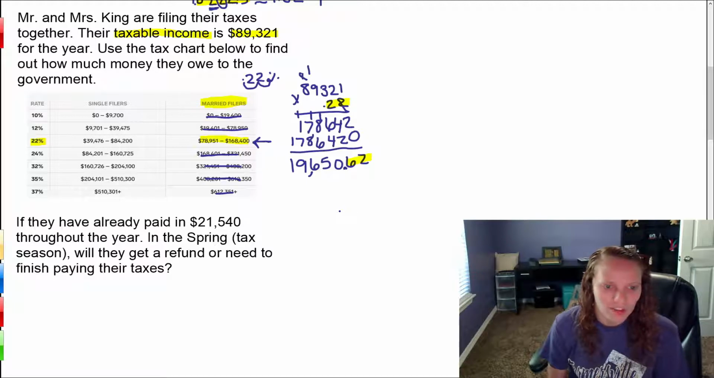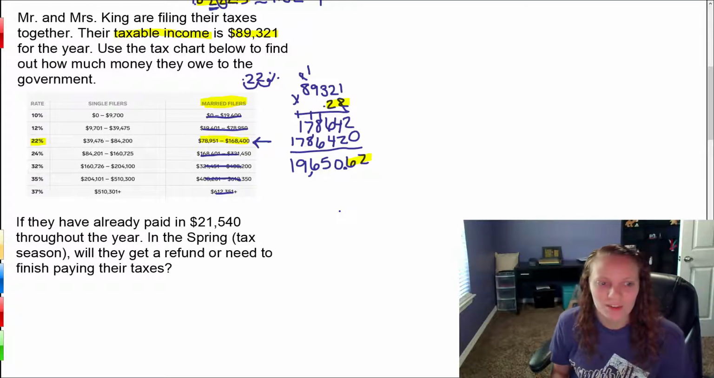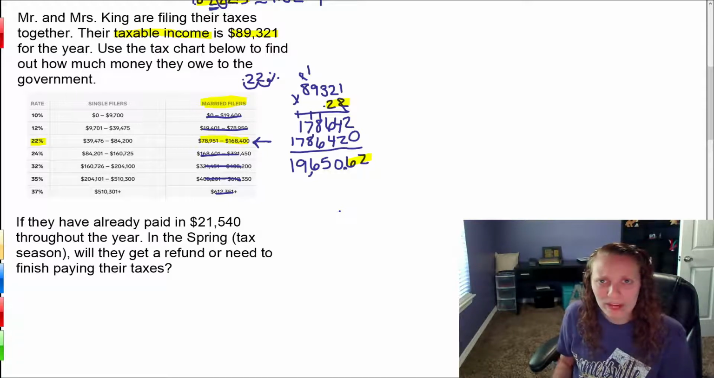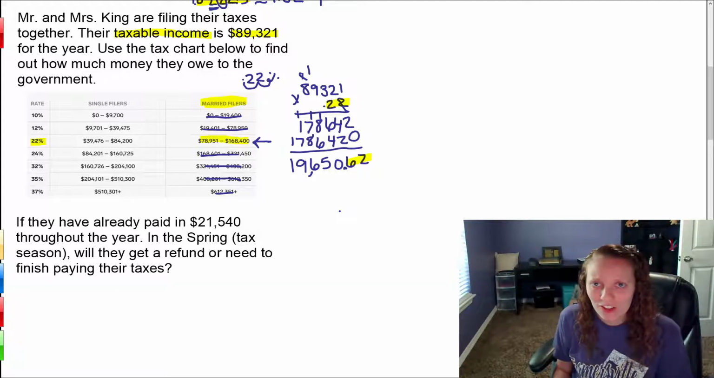Here's the last problem. If they already paid in $21,540 throughout the year, in the spring during tax season, will they get a refund or need to finish paying on their taxes? Now, I don't know if you hear your parents talking at home about taxes in the springtime, but usually we have to fill out our taxes and see, have I paid in enough throughout the year or did I pay in too much? And then we file those taxes, and then the government will either give us a refund check or we have to send in some more money to make it even.